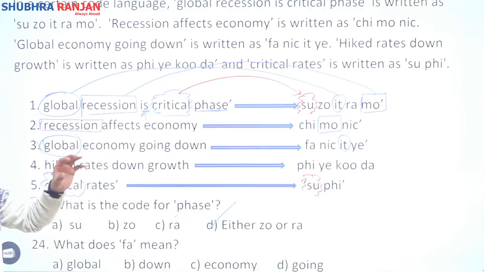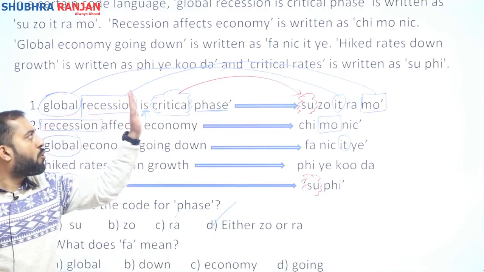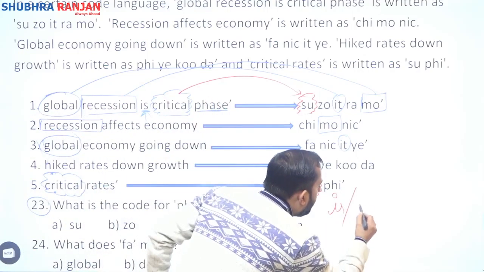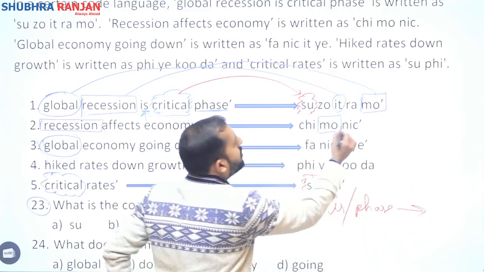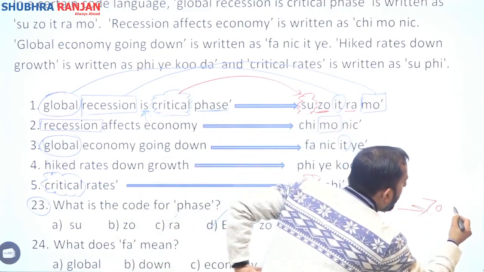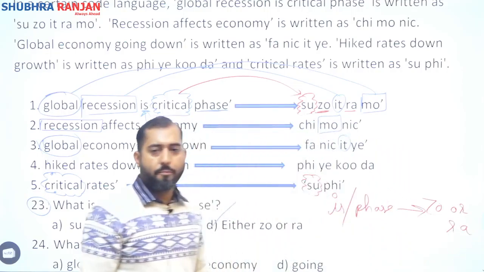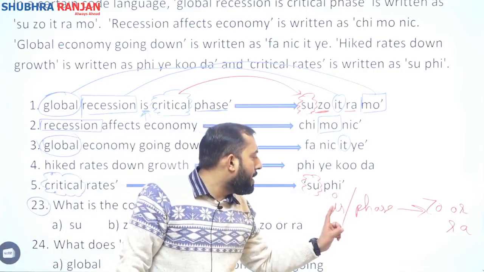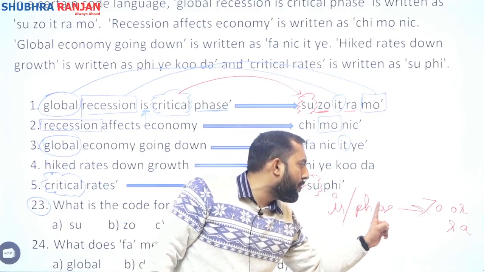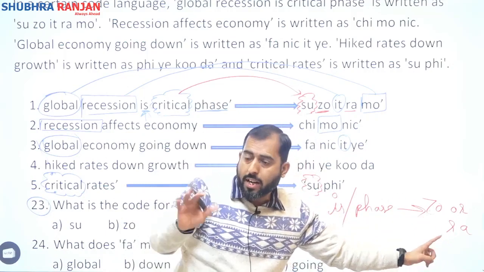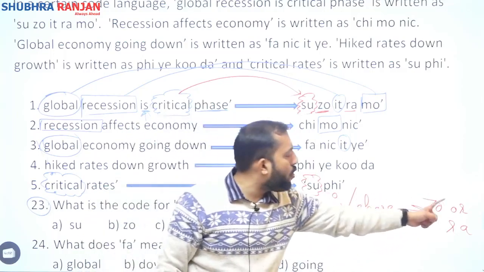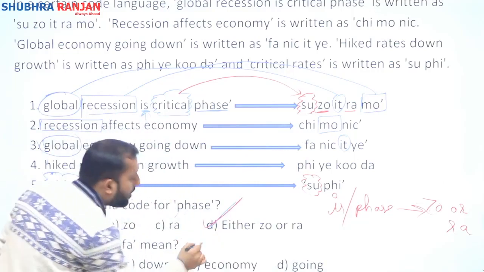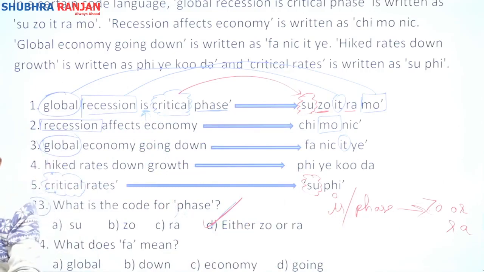Now, by any chance, it is not possible to find out the code of is. It is not possible to find out the code of fail. So, for is or fail, any one of Joe and Ra can come, but not both simultaneously. Means, if somehow you got that the code for is is Joe, then obviously the code for phase will become Ra, if you got some more hint. Otherwise, the code for is can be Joe or Ra and the code for phase can be any of Joe and Ra. So the answer over here is option D. We cannot find it out with 100% guarantee.